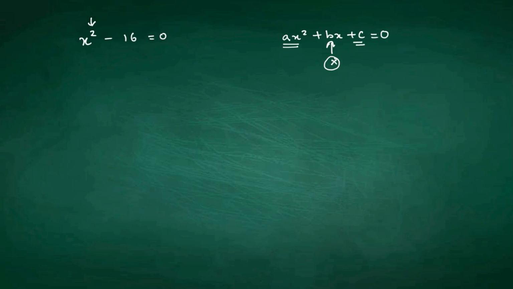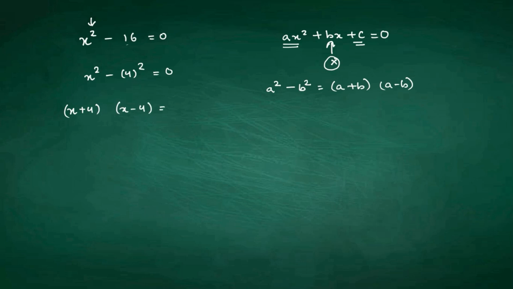X square can be written as x into x and 16 can be written as 4 square. Now you can use the rule, that is a square minus b square, and the expansion of this is a plus b times a minus b. Now if I use this rule here, you will write this as x plus 4 times x minus 4. This is equal to 0.